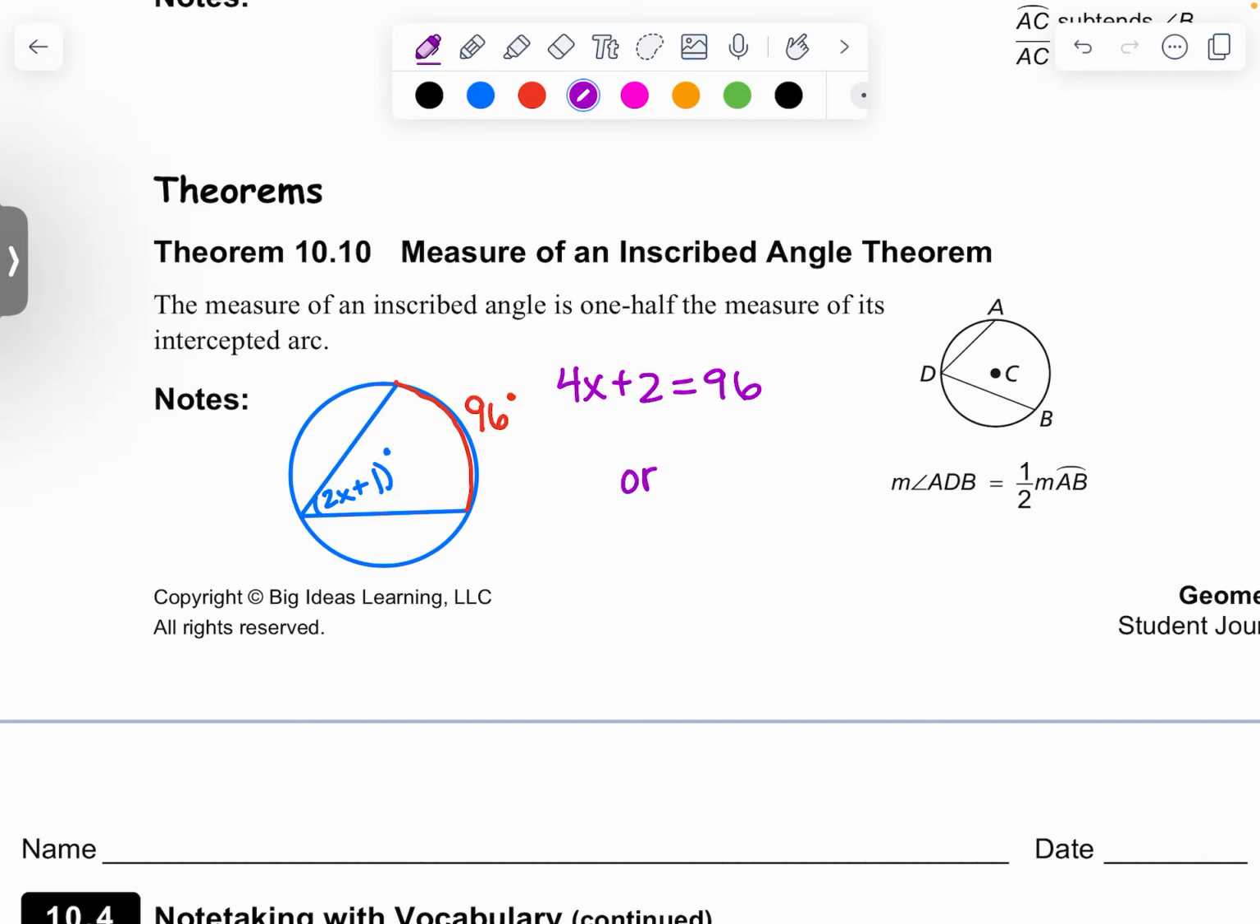Okay, what's half of 96? Okay, so we could solve one of these two equations. Should we get the same answer no matter what? Yes, Mrs. Sullivan. Okay, so we can either double the angle to equal the arc. That's what we did here. Or we can half the arc to equal the angle. That's what we did here. Either way, when we solve these, please pick one to solve. Figure out what x is.